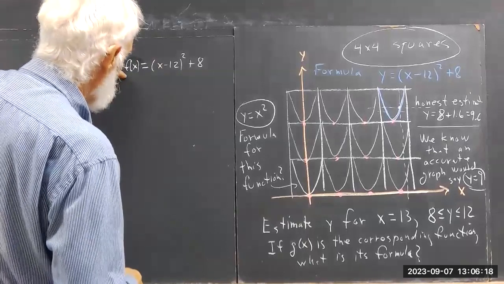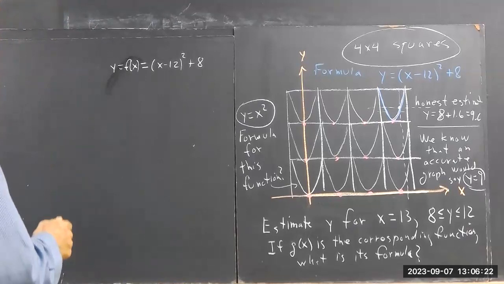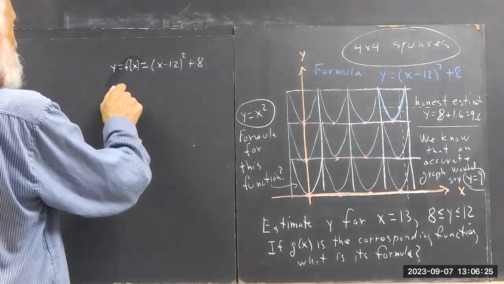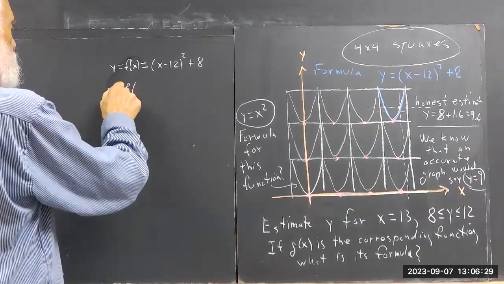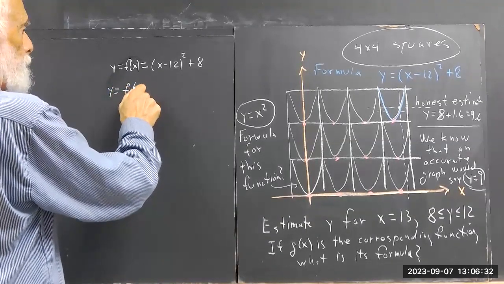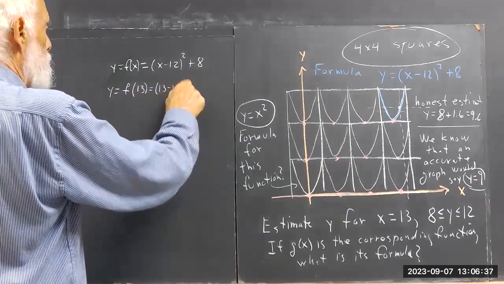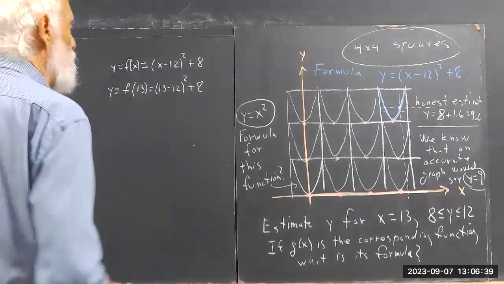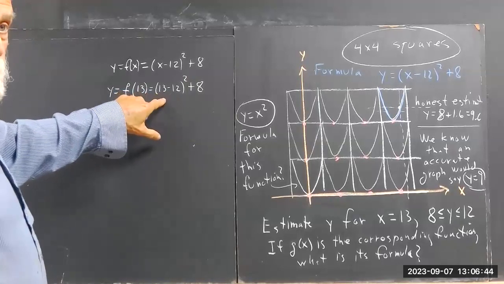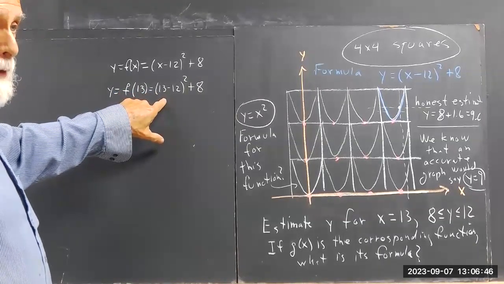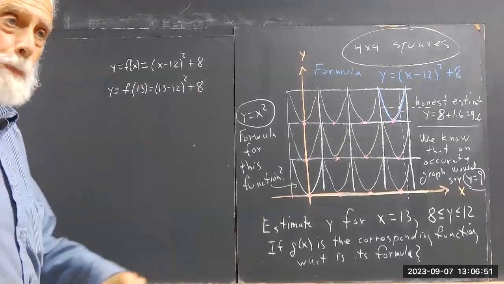Badly written, that says y equals f of x. Okay, and that was kind of glued in there with parentheses. So y equals f of 13 is 13 minus 12 squared plus 8. And of course, not everybody can subtract 12 from 13 and get 1. Square 1, you get 1, you add it to 8, and you just say it equals 9. Well, you miss a point if you do that.